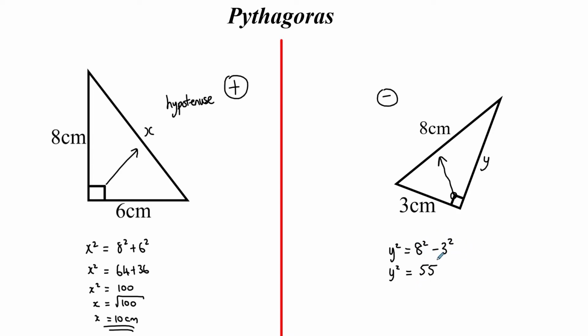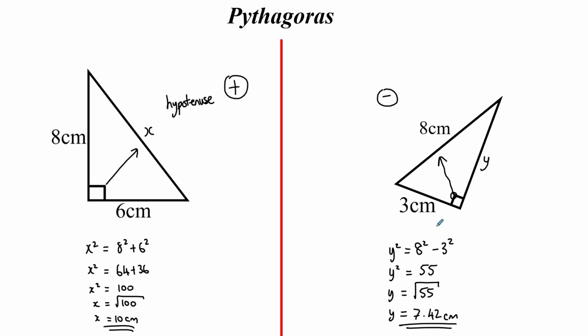We don't want y squared, we want y, so we square root both sides of the equation, and we get y equals the square root of 55. The square root of 55 is 7.42 to 2 decimal places, and that's centimeters. So those are our two basic calculations for Pythagoras. One is an add if you're looking for the hypotenuse. If you're looking for either of the two short sides, you subtract.